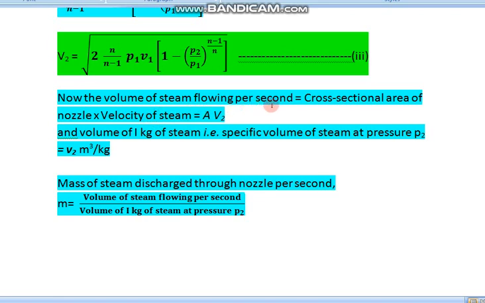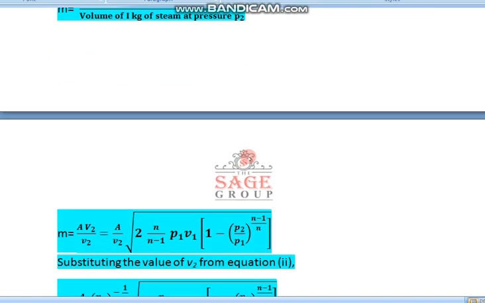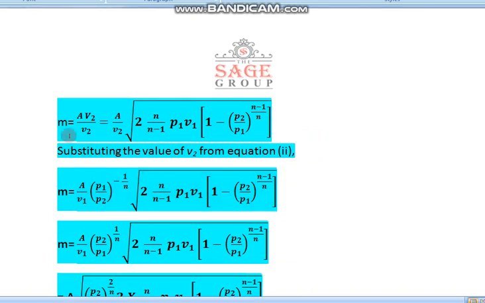Now the volume of steam flowing per second is equal to the cross-sectional area of the nozzle into velocity of steam, that is area into velocity, and the volume of 1 kg of steam, that is the specific volume of steam at pressure P2, is equal to V2 cubic meter per kg. So the mass of steam discharged through a nozzle per second is written as m equal to the volume of steam flowing per second divided by the volume of 1 kg of steam at pressure P2, and m is written from the relation as A V2 by V2, which is equal to A by V2 into the square root of 2 n by n minus 1 P1 V1 into (1 minus (P2 by P1) to the power n minus 1 upon n).